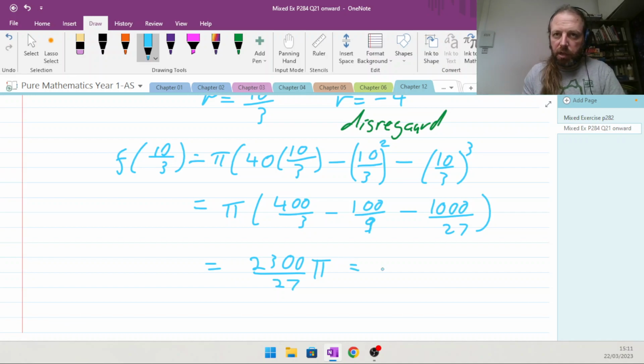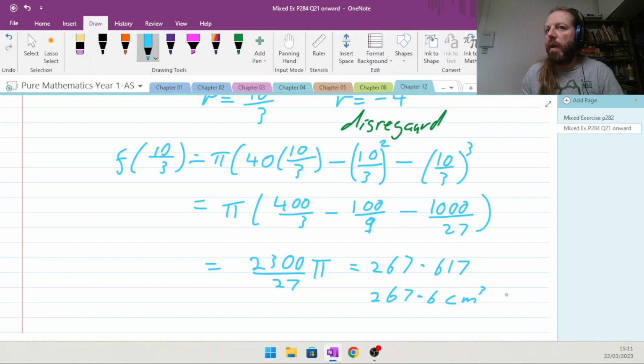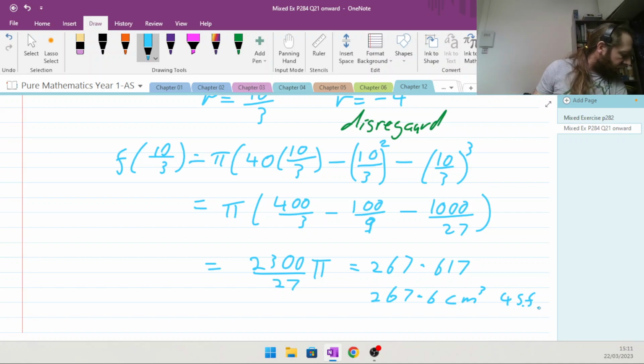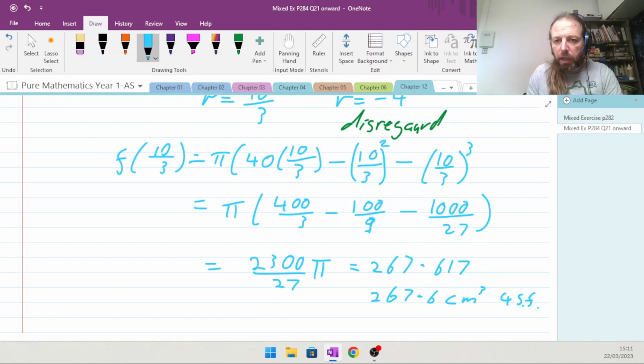And that gives us 267.617, so I'm going to go for 267.6 centimeters cubed for sig fig. What did they want? Find the value of r which corresponds, find the positive value of r, and find the value of V which corresponds. Done. Okay, we will leave it at that for this video.